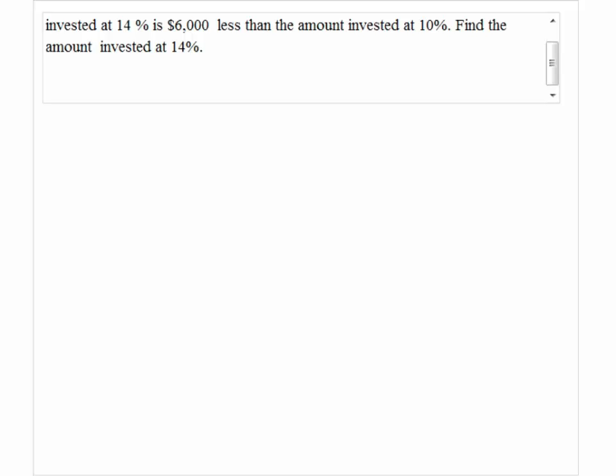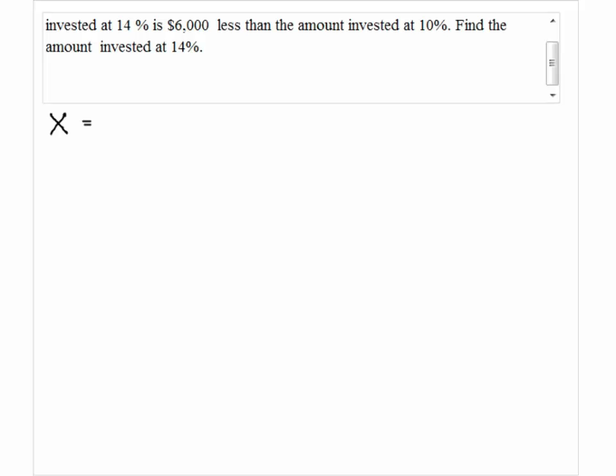Two investments produce an annual interest income of $4,200. The amount invested at 14% is $6,000 less than the amount invested at 10%. Find the amount invested at 14%. We have two unknowns in this problem. One, the amount invested at 14% and the amount invested at 10%.